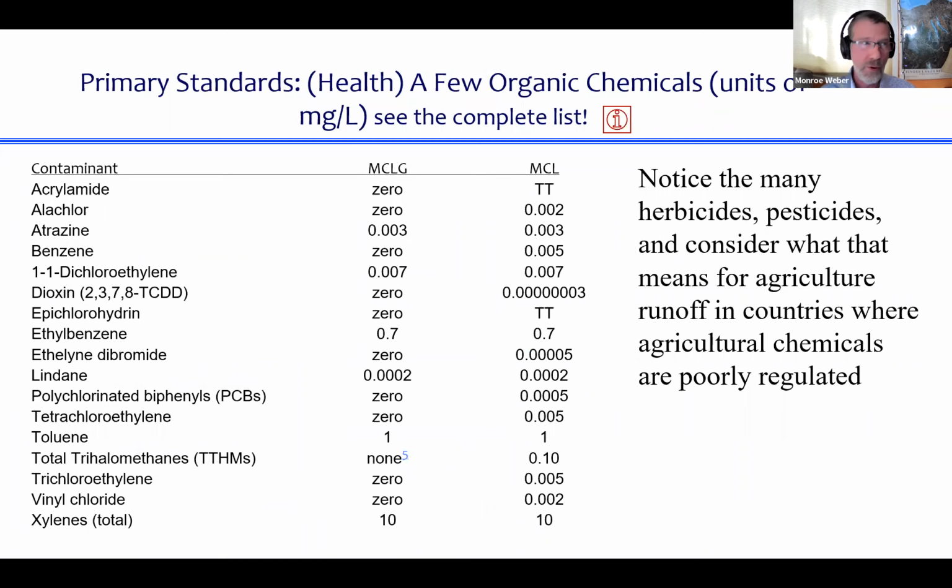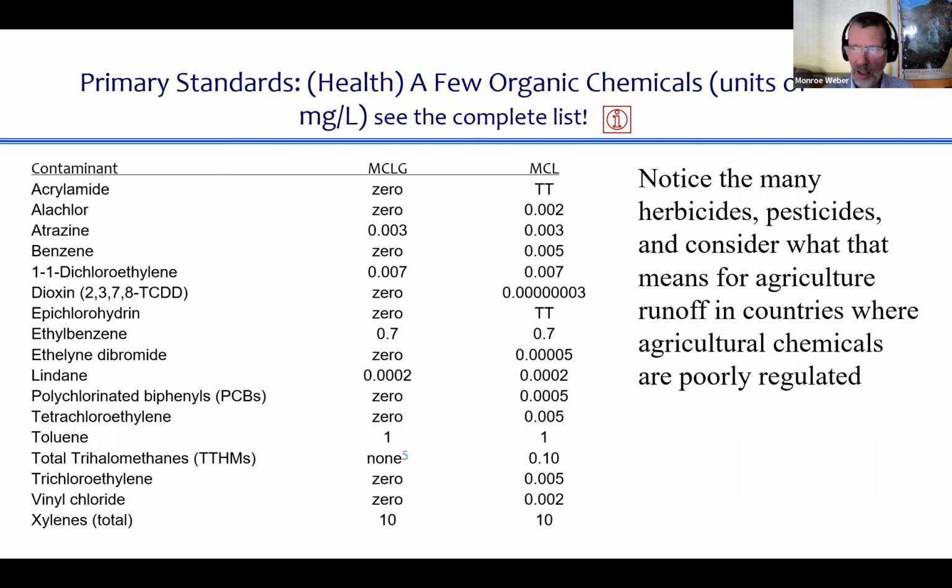Here's a few organic chemicals. So we were on inorganic, and now here's a few organic chemicals, and you may recognize a few of those. Some of those are industrial chemicals like vinyl chloride and toluene. There's PCBs, which were used for electrical transformers. There are a good number of agricultural chemicals like atrazine, alachlor, and there must be others.